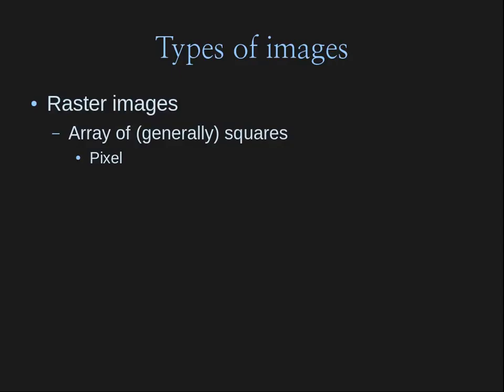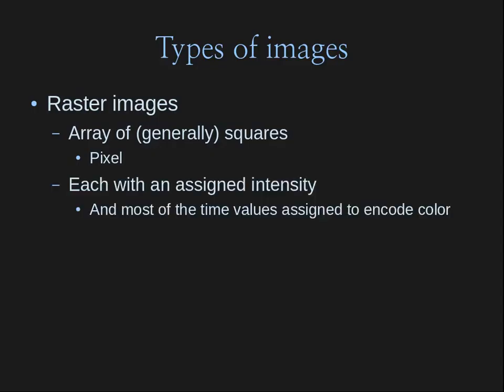The alternative, and what you're probably more familiar with, is raster images. Raster images are an array of areas, generally squares, although sometimes hexagons and sometimes a few other things. Each one of these squares is called a pixel, and each pixel is assigned an intensity. If it's black and white or grayscale, it's assigned an intensity. Otherwise, if it's colored, we have different values assigned to each color, and we can define the color that way.